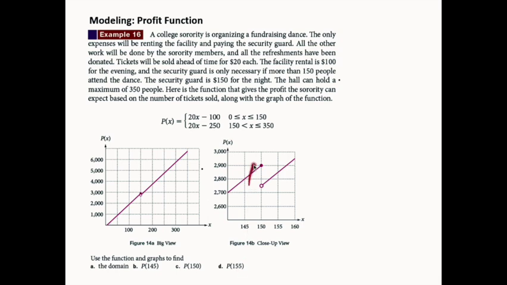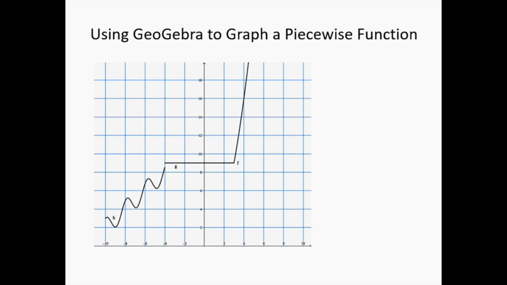The last part, part D, we want to find the profit when the number of tickets sold is 155. Because 155 lies on this second interval here, I want to be sure to plug it into this piece of the function. So I'm going to take 20 times 155 and then subtract 250. That is going to give us a profit of 2,850.